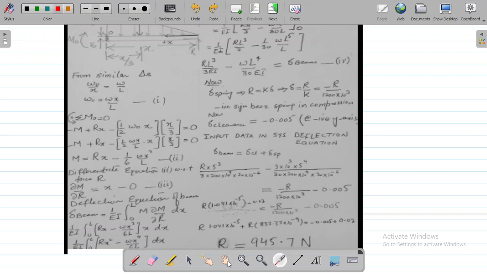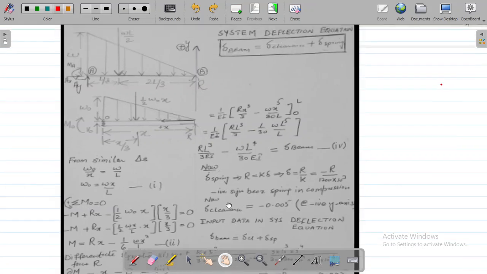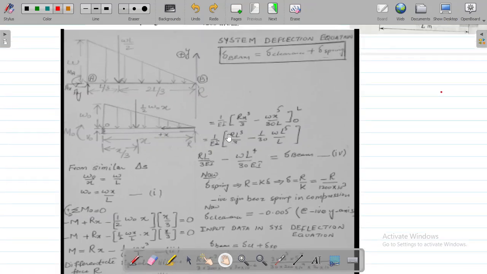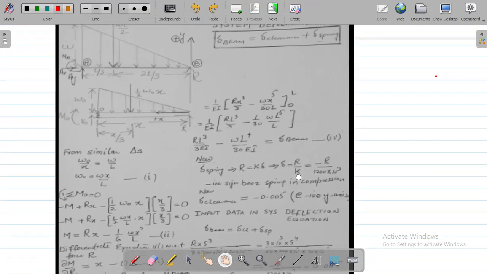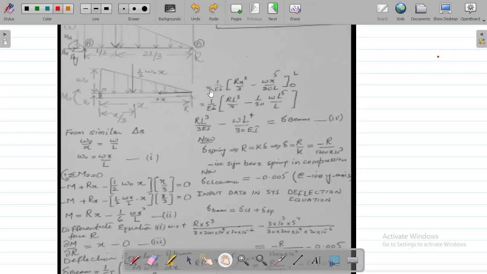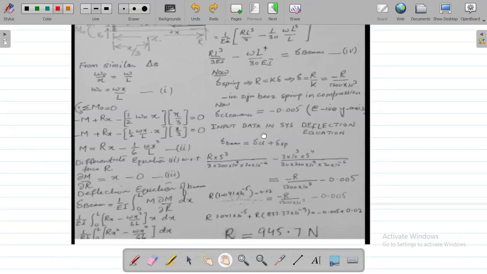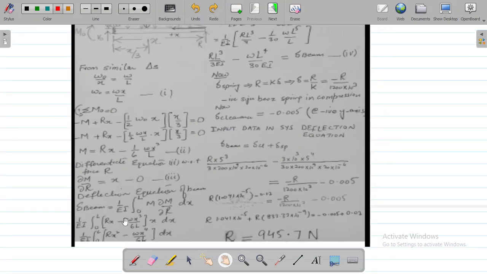Okay, so now we again proceed and simplify it further. 1 upon EI, Rx cube over 3 minus omega x to the power 5 over 30L, and apply the limits 0 to L. So we get the final answer as 1 over EI, RL cube over 3 minus 1 over 30, omega L to the power 5 upon L. Okay, now what we know is that this whole term is basically equal to the beam deflection, because we have already written this term, delta B, equals this.